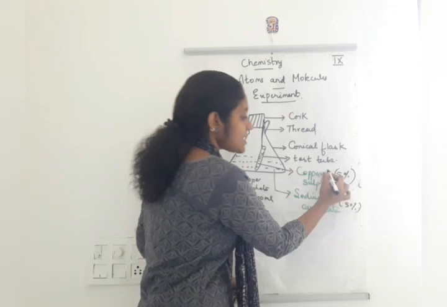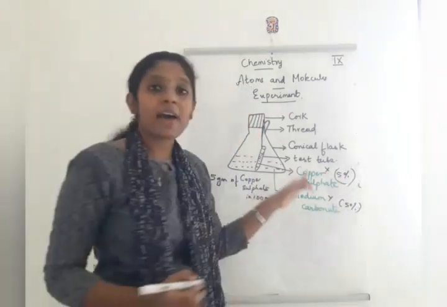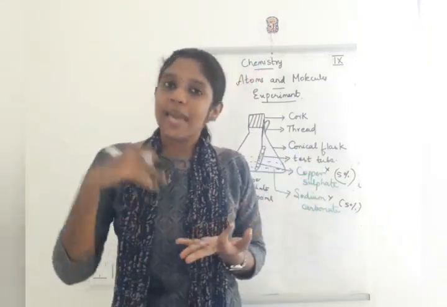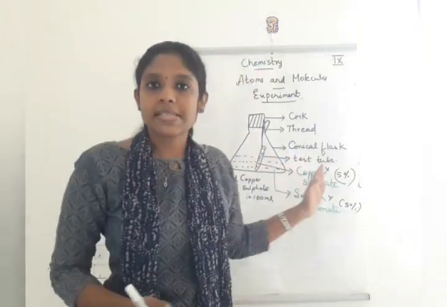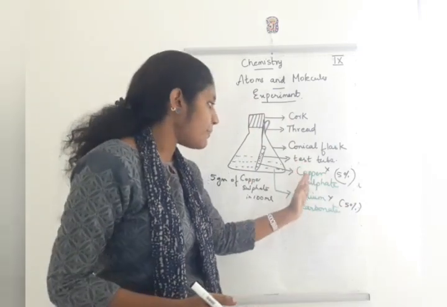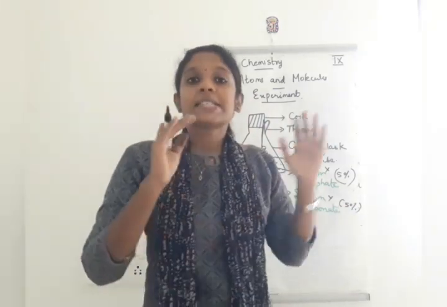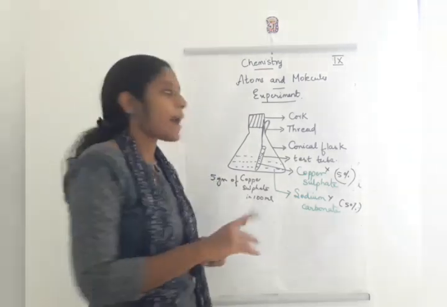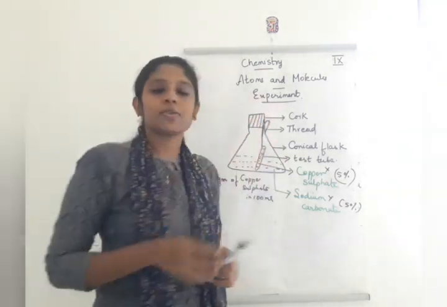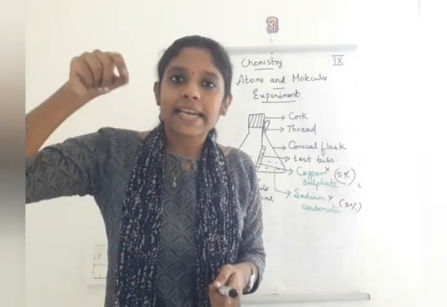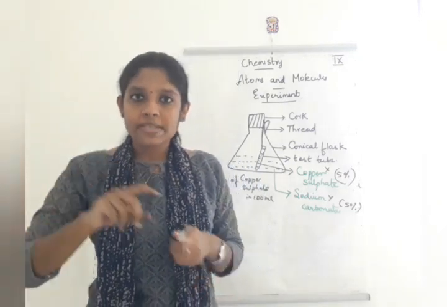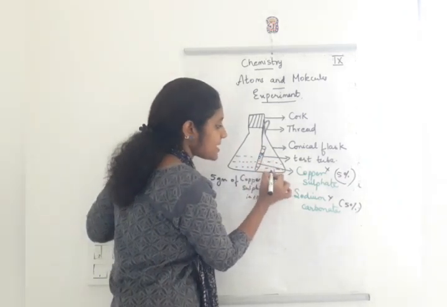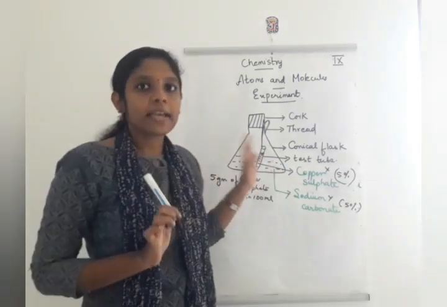So in your textbook it is given X and Y. Many solutions are given there: copper sulfate, barium chloride, lead nitrate. So anything you can take. I am teaching this experiment with the help of copper sulfate and sodium carbonate. So this is the experiment setup, and the next step is that you have to slightly loosen the cork. When you loosen the cork, what happens? The thread balance will go down, and the solution inside the test tube gets mixed with the solution outside in the conical flask.